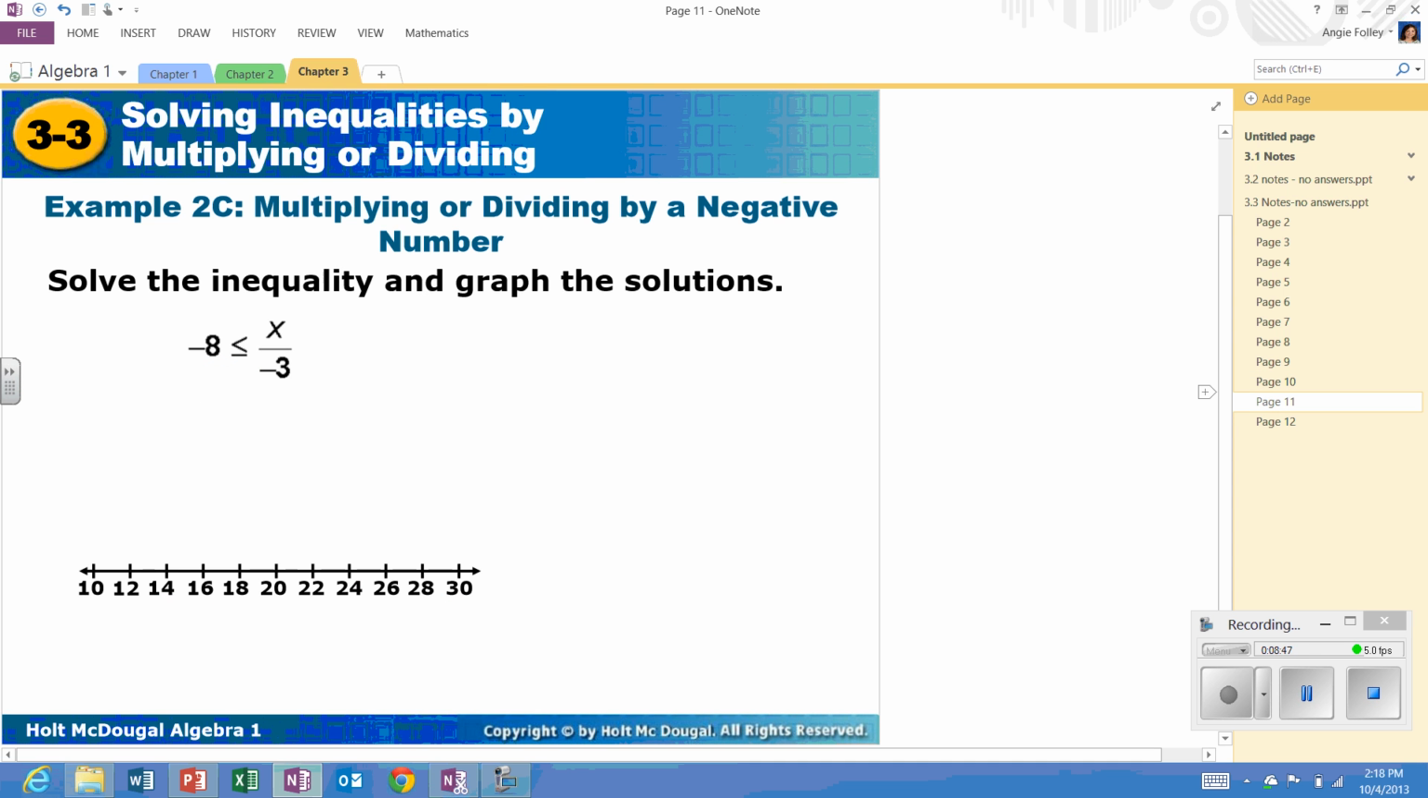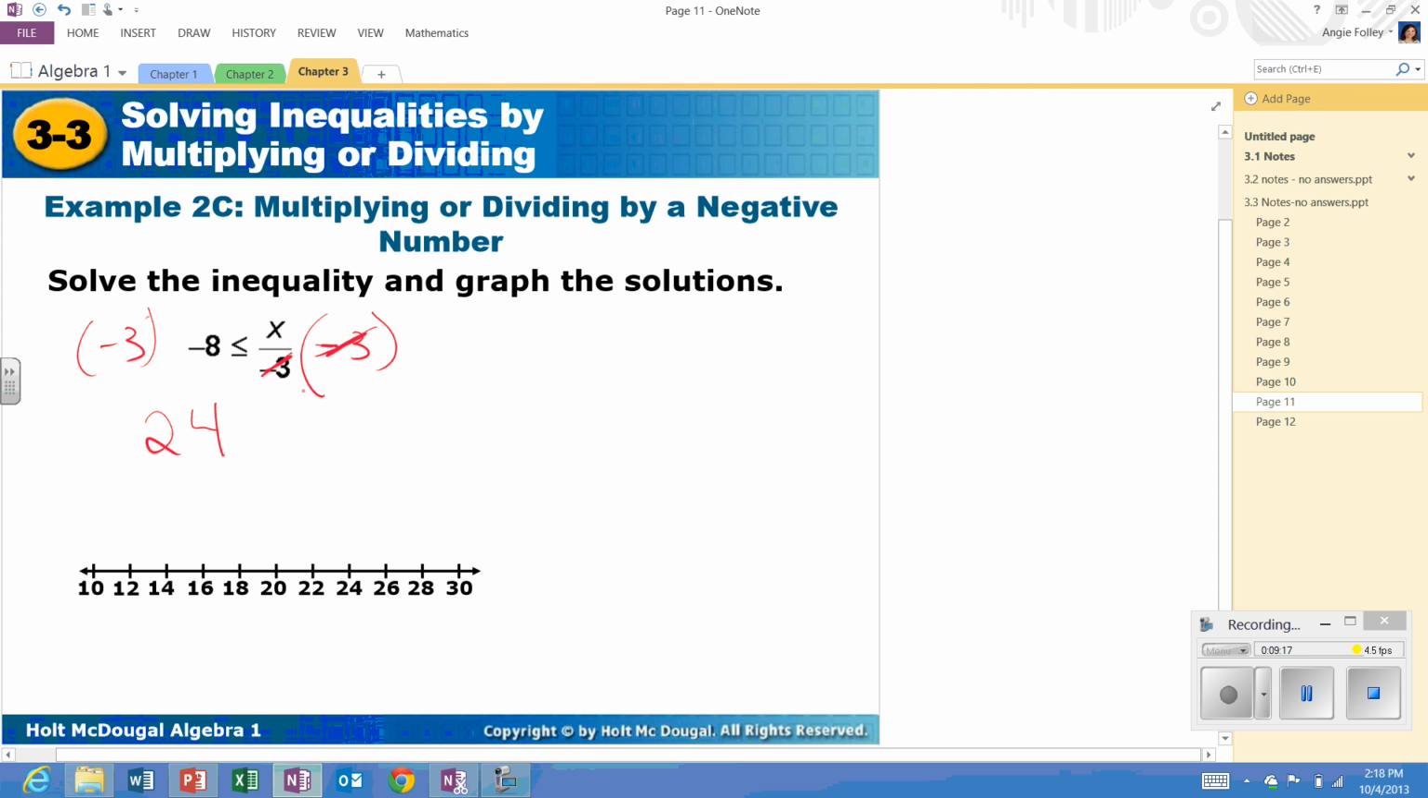I've got -8 is less than or equal to x divided by -3. Well, if I have the variable divided by a number, in order to get rid of it, I need to multiply by that number. That's the inverse operation. So I'm going to multiply both sides by -3. This -3 and this -3 will cancel. I've got -3 times -8. Remember, negative times negative makes a positive, and then 3 times 8 is 24.